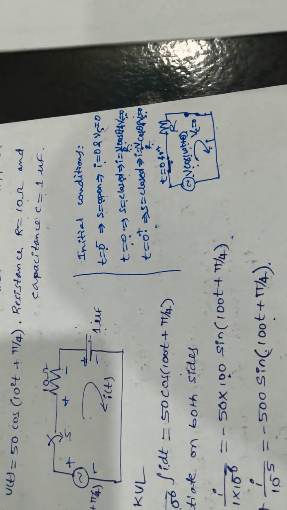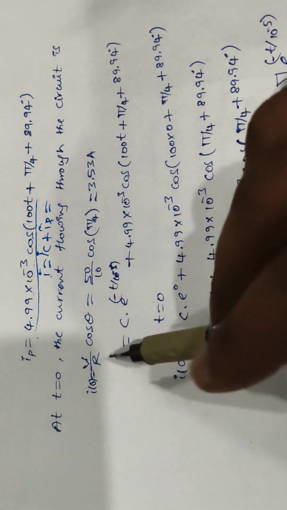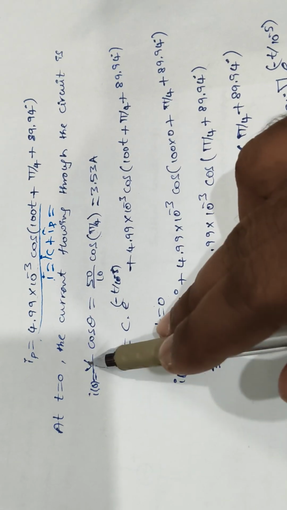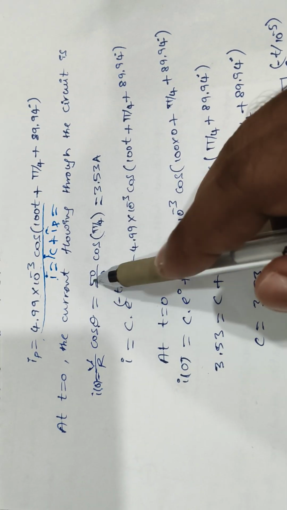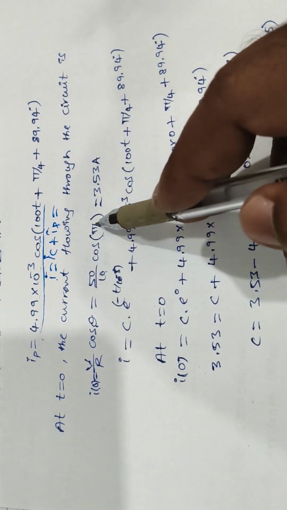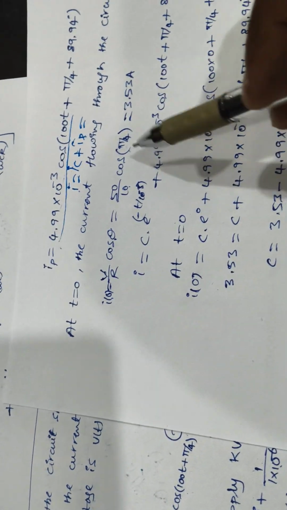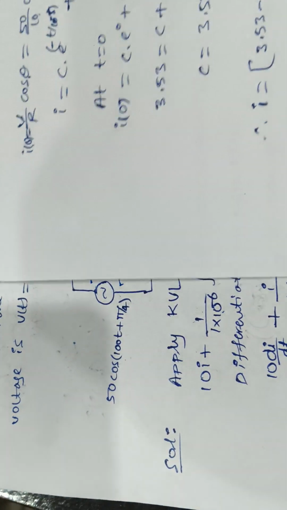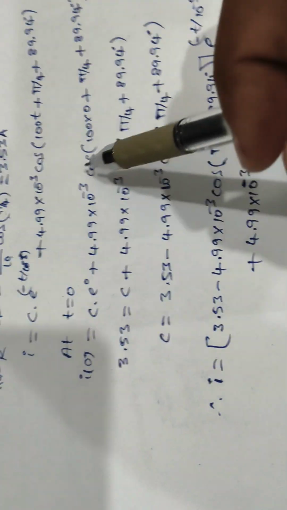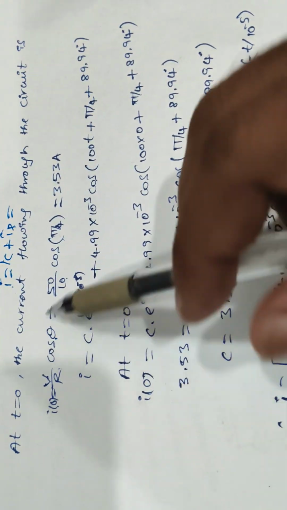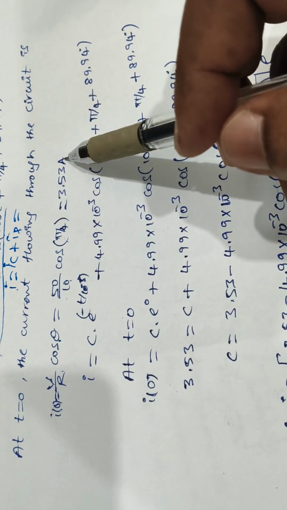By substituting that, I of 0 is equal to V by R cos theta. V is 50, R is 10, and cos theta, with theta equal to pi by 4 from the given problem. I'll substitute that, so that I'll get the I of 0 value. I of 0 is equal to 3.53 amperes.